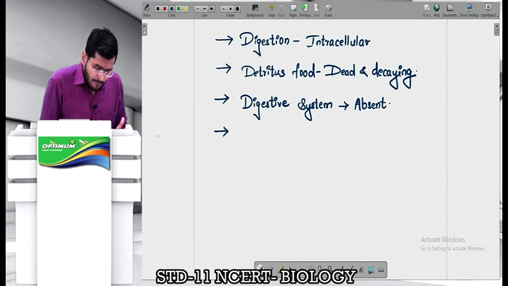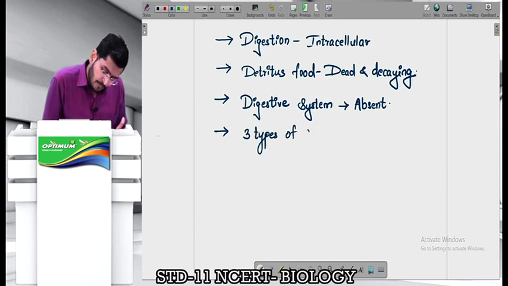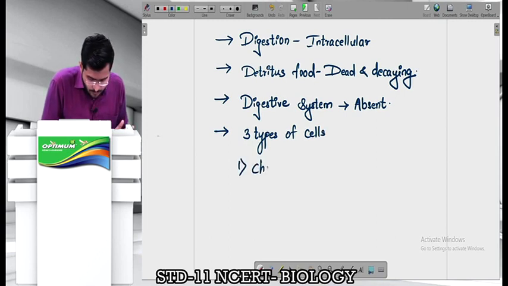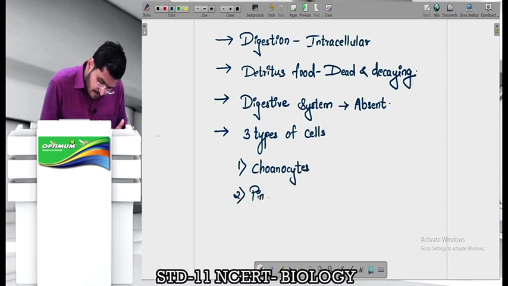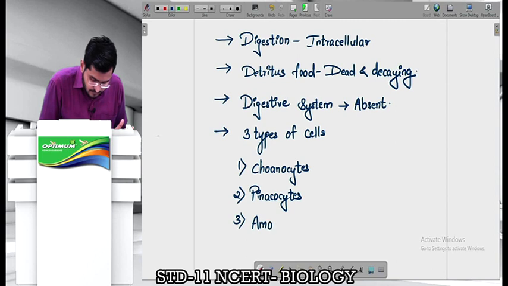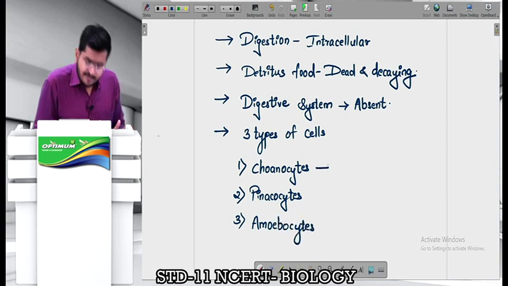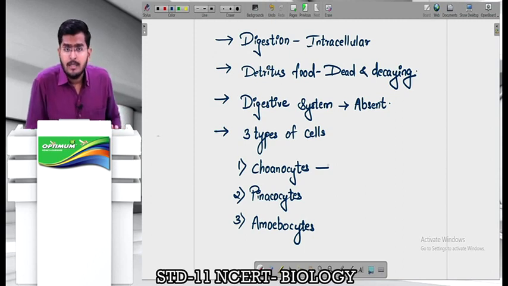Now let me tell you that there are three types of cells in sponges. The first cell that we have is choanocytes. Then we have pinacocytes, and then we have amoebocytes. Choanocytes are responsible for intracellular digestion. They are responsible for absorbing food material.